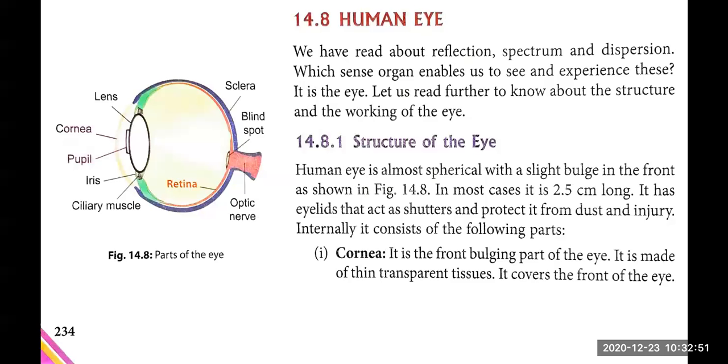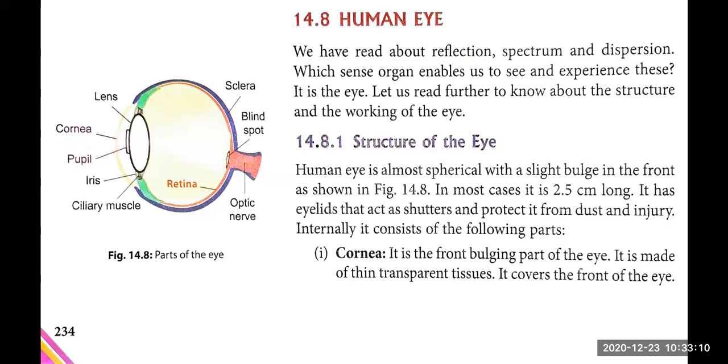So, welcome children. This is your class 8 science. We are doing chapter number 14, light. Our today's topic is the human eye. Today we are going to learn about the structure of the human eye. So, let's start with it.